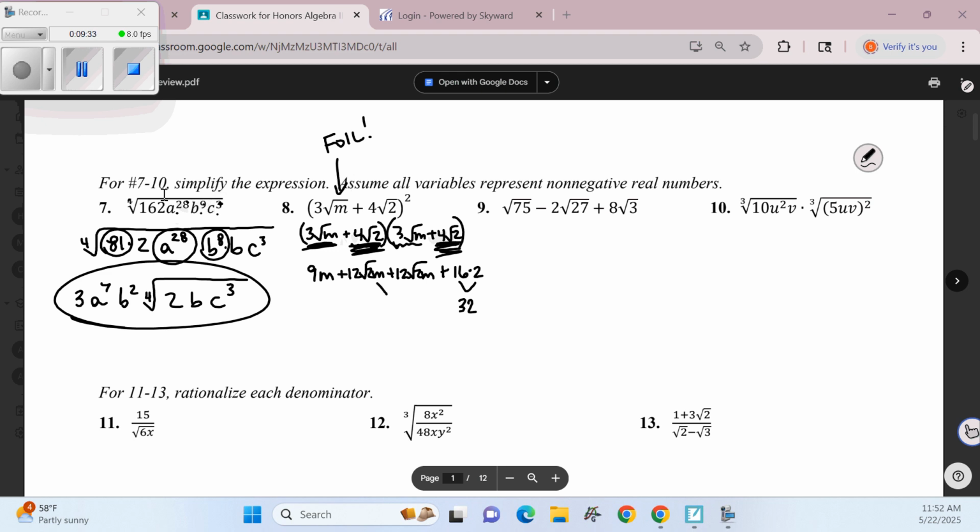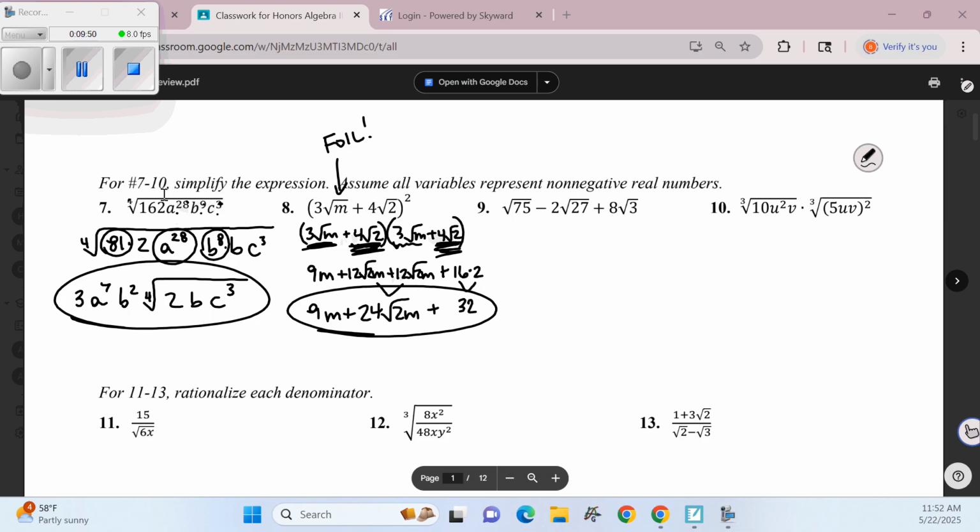We can also combine our like radicals in the middle to have 24 square roots of 2m. And then we've got this 9m out front, and nothing anymore are like terms, so we would simply circle this and be done.